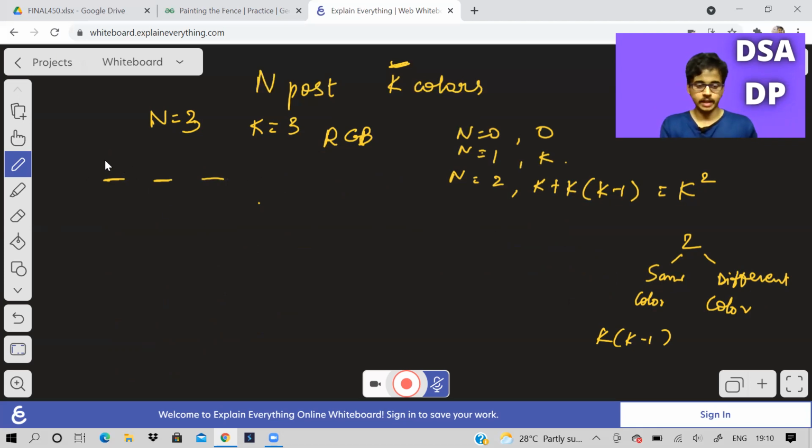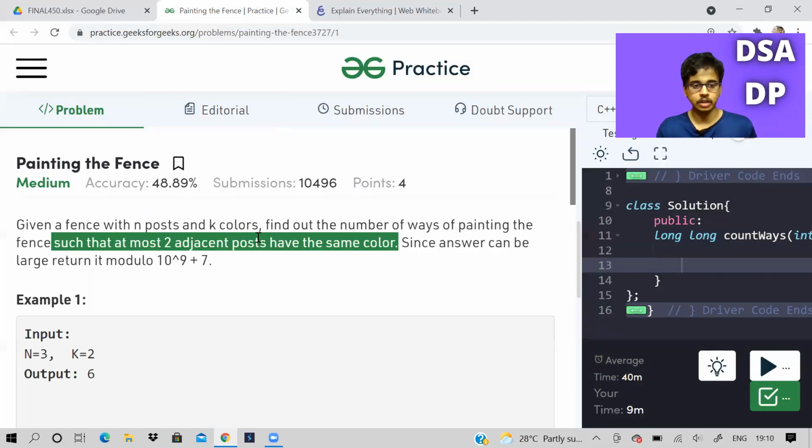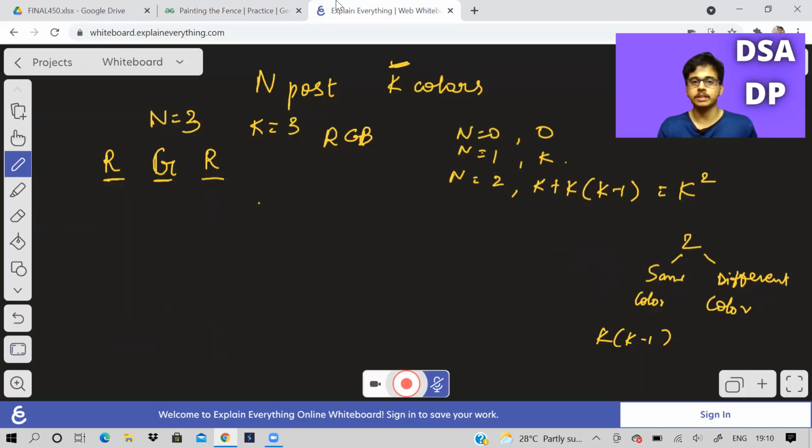So suppose I do R and B, R and G. For example, R and G. If I paint like this, first with R, red, next with green. Now tell me, can I paint red here? Yes, of course, because it is not violating the rule that at most 2 adjacent posts can have the same color.